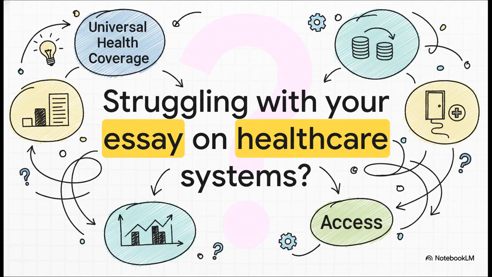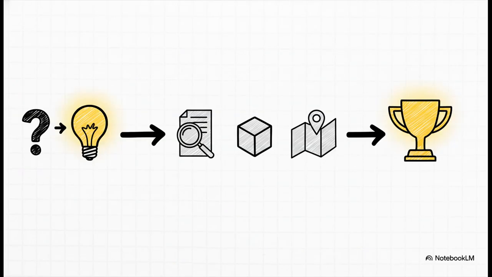You're staring at that blank page, trying to figure out how to weave together all these huge concepts: universal health coverage, financing, access. It can feel like a real mess. But hey, don't sweat it. In just the next few minutes, we're going to give you the exact framework you need to ace this thing. Seriously. You'll have the key concepts, the right lingo, and a killer case study to build an argument that's going to stand out. All right, let's get into it.